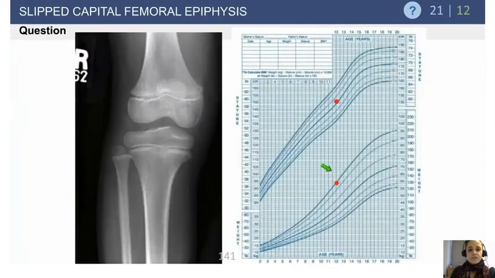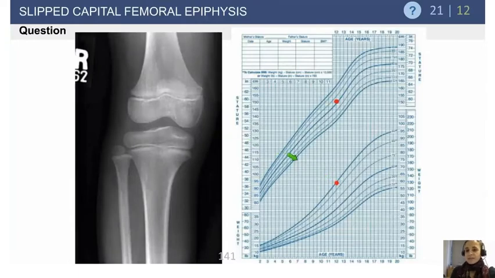So here are the images. Images are essentially a normal knee x-ray. And your growth chart right here shows an obese patient with a normal height. So obese patient, knee pain, and normal x-rays.